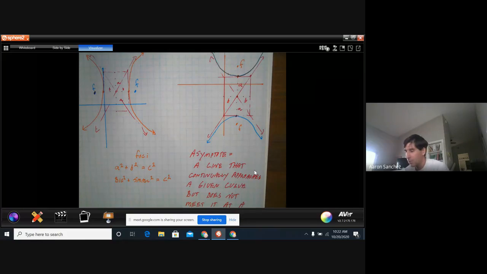Okay, that's pretty much everything for the hyperbolas. We're going to do some problems. I'm going to remove this in 20 seconds.